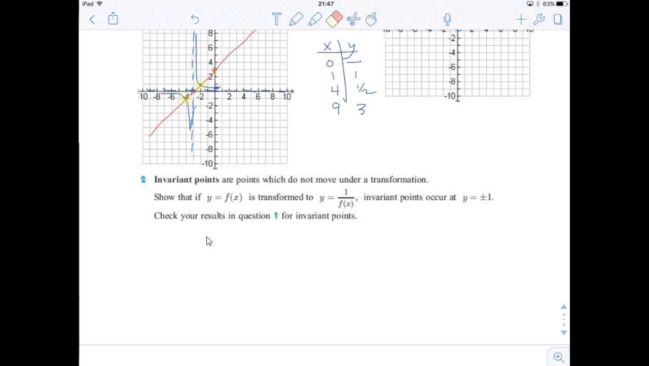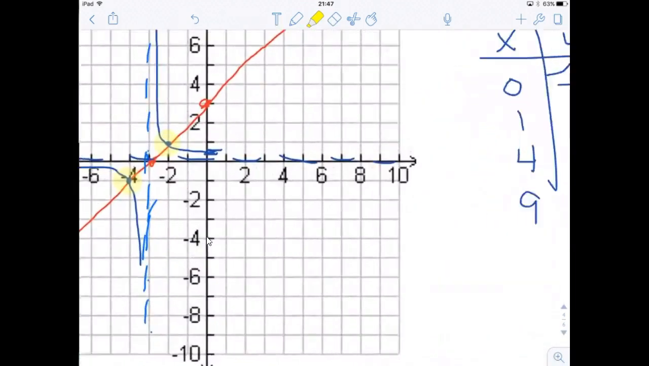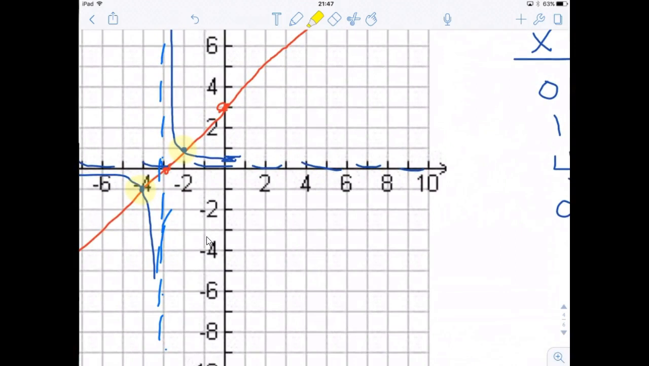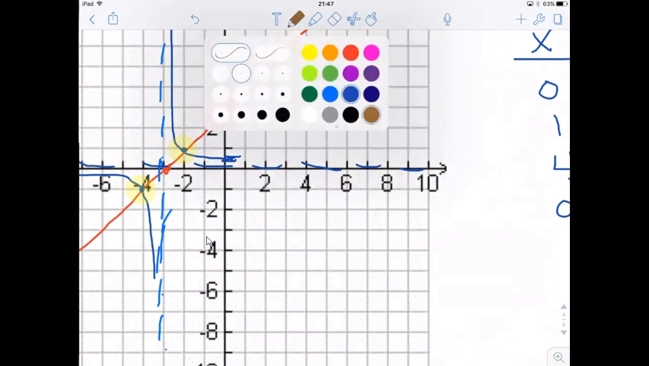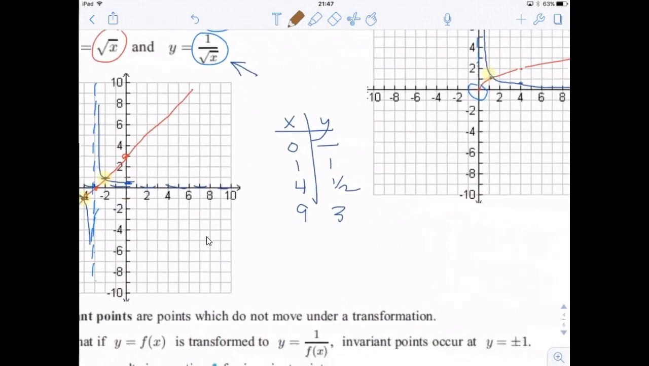So let's look at the 2 graphs that we did here and see where the invariant points occur. And I highlighted them in yellow here. The invariant points are when the red and the dark blue function are the same, when the point does not change under the transformation. And you can see that indeed both of these points are located at y equals plus 1 and y equals minus 1. So it seems to hold true.